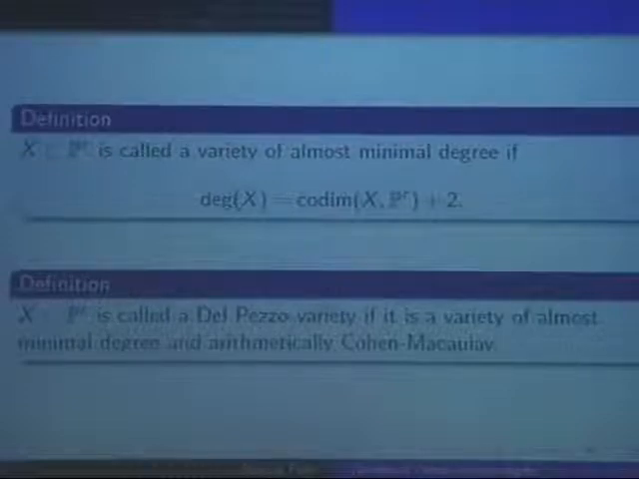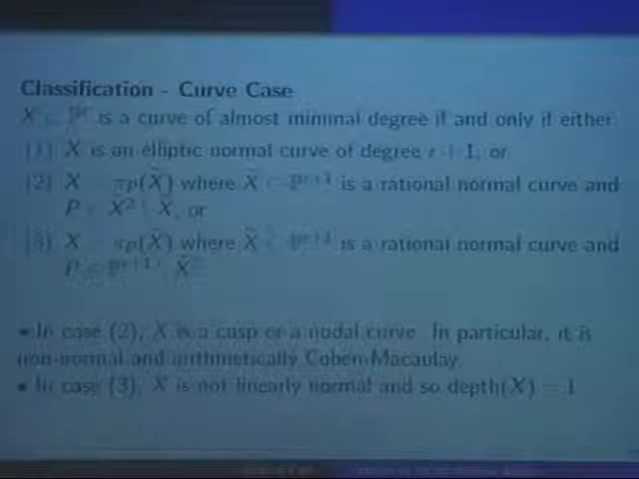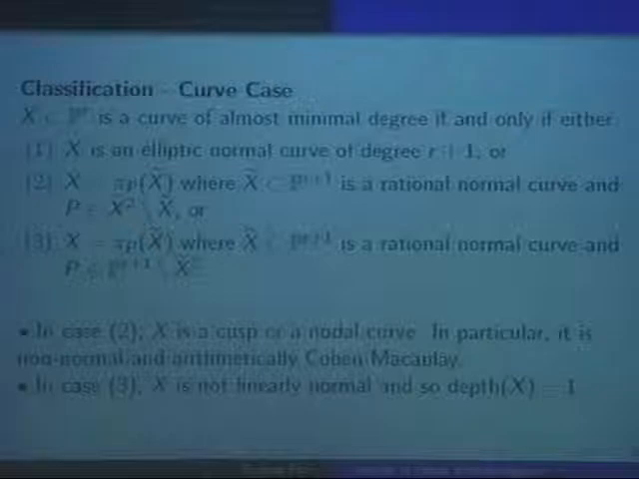For those varieties, we need to study the classification and also the structure theory. First, consider the classification. For the curve case, by using Clifford's theorem, one can easily classify all those curves. If X is a curve of almost minimal degree, then there are three kinds of such curves. First, X is an elliptic normal curve of degree r plus 1, or X is the projection image of a rational normal curve from a point inside the secant variety. Here, X tilde secant denotes the secant variety of X tilde.